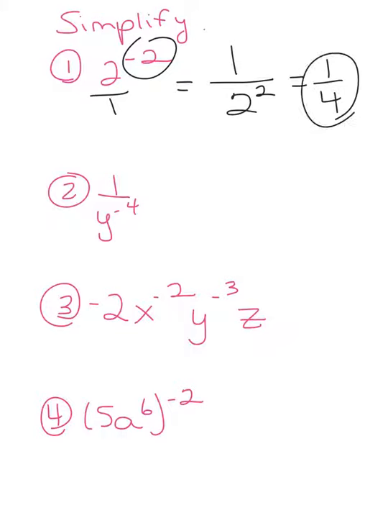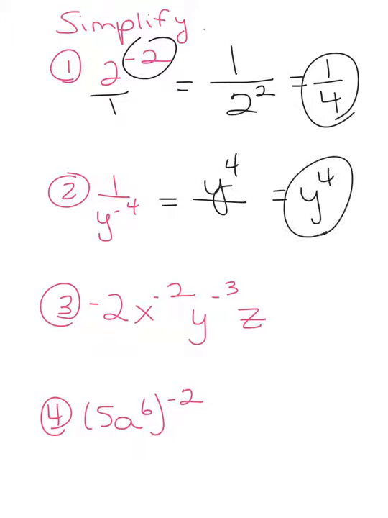And number 2, again, my denominator has the negative exponent, so I'm going to come across to my numerator spot. And my y is going to stay the same. My negative 4 becomes a positive 4. So my final answer there is y to the 4th.